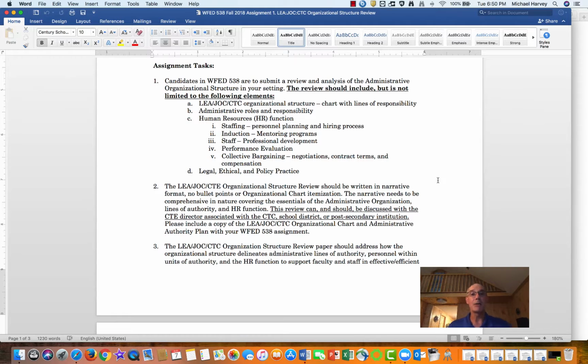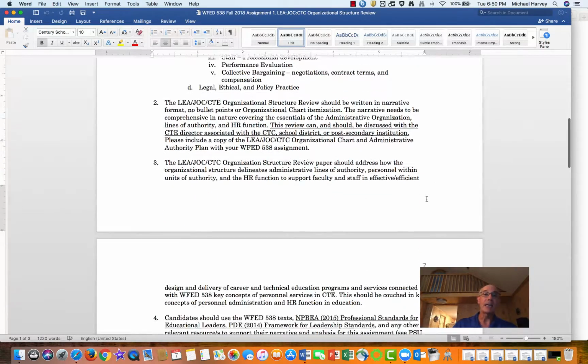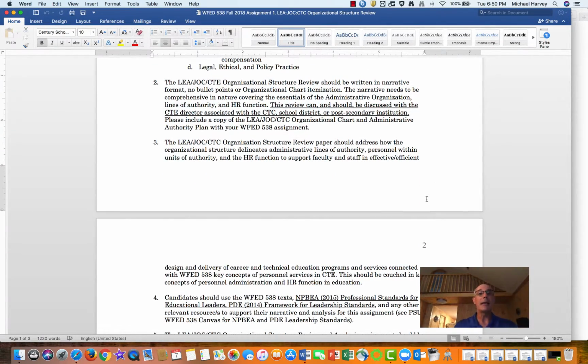Also, this talks about staff development, professional development activities, performance evaluation, collective bargaining, and the ethical and legal policy and practice implications dealing with the organizational chart. The interesting piece here is I would like to have candidates do a written narrative.